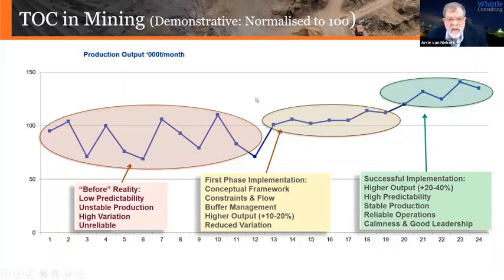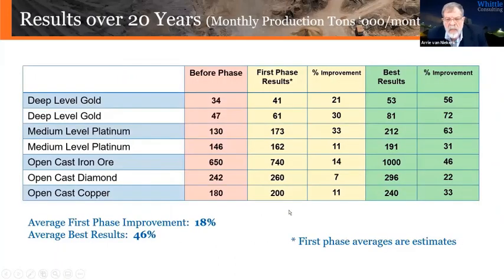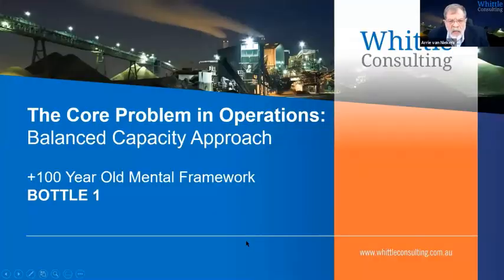And these are the kinds of results we've seen over the last 20 years. And these are just the numbers. We can come back to these slides, but you can see deep level gold, medium level platinum, open cast iron ore, diamond, and copper, phenomenal results all over the world. And now I want to share with you how we actually do it.